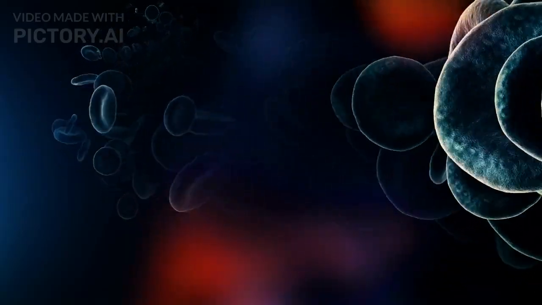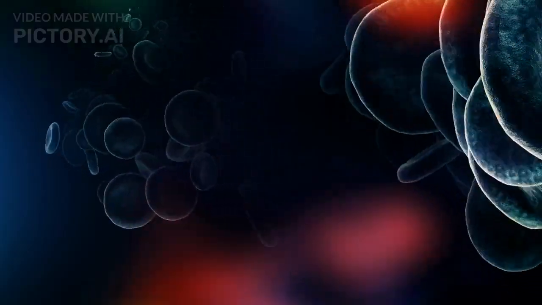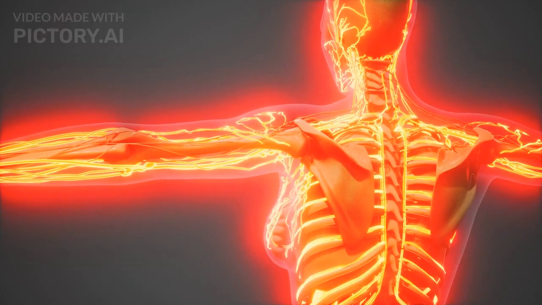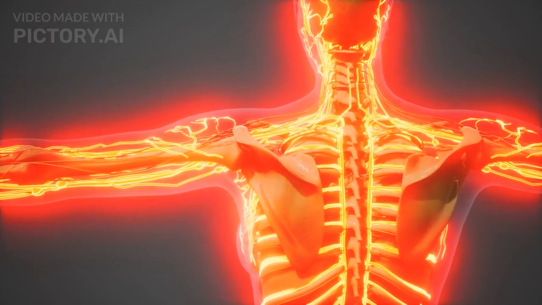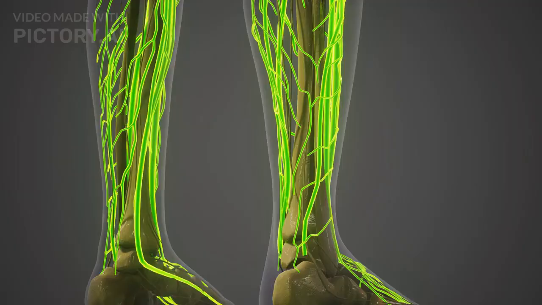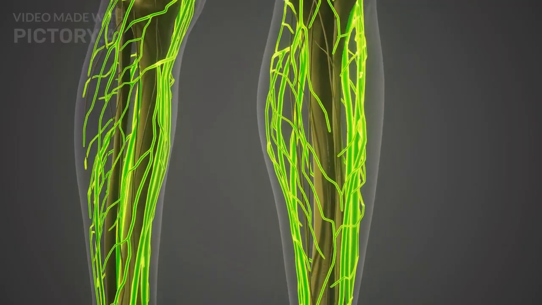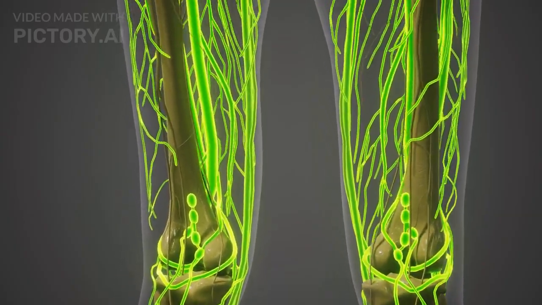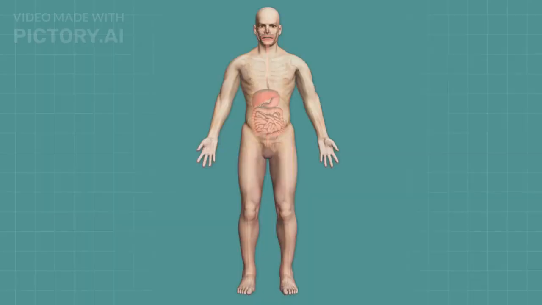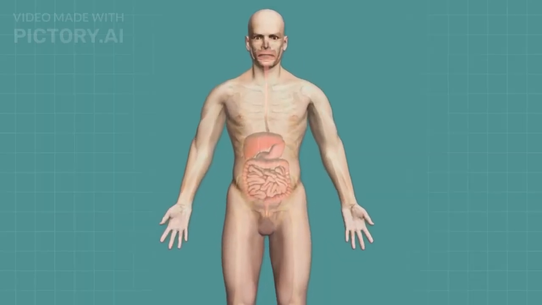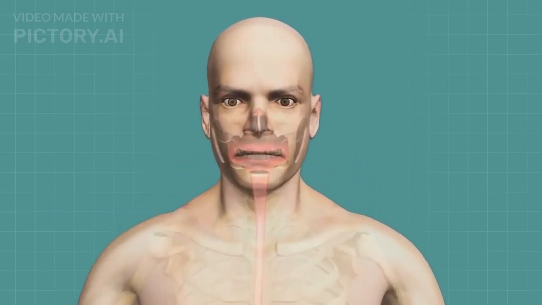Veins. Veins carry oxygen-poor blood back to the heart. They have thinner walls than arteries and have one-way valves that help prevent backflow of blood. Capillaries. Capillaries are tiny, thin-walled vessels that connect arteries and veins. They are the site of nutrient and gas exchange between the blood and body tissues.